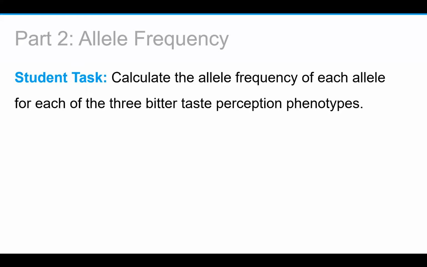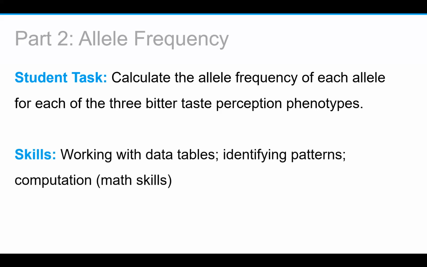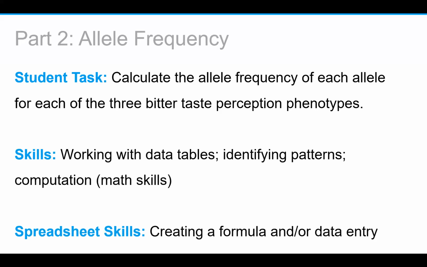And third, since the later parts of the activity introduce statistics, which may not be suitable for all students, this provides a simpler calculation for students to do to help them get comfortable doing math in biology classes. Some skills that students will be building in this part of the activity include working with data tables, identifying patterns in data, and performing computations. For the spreadsheet version specifically, some spreadsheet skills used in this part of the activity include having students create their own simple formula to perform the allele frequency calculations, or entering values they calculated manually into the spreadsheet.